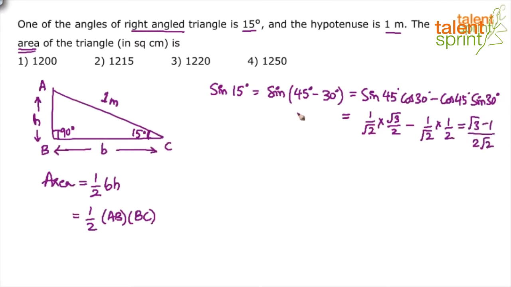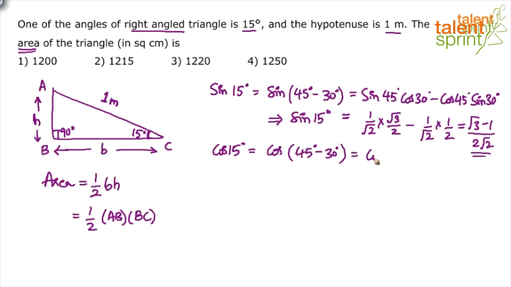What is this? Sine 15 degrees is root 3 minus 1 by 2 root 2. Note this value. Similarly, what will be cos 15? Cos 15 is cos of 45 minus 30. Same expansion, but the formula would change. What is the formula? Cos of A minus B is cos A cos B plus sin A sin B.